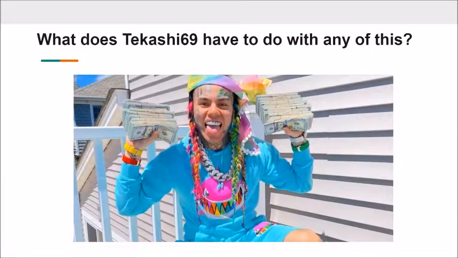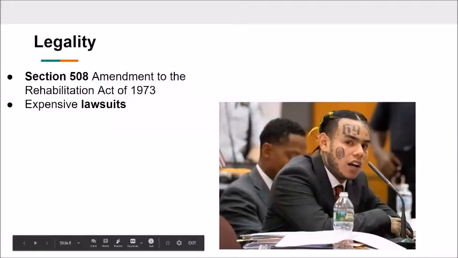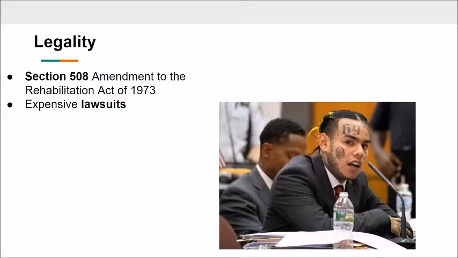So you might ask yourself, what the hell does Tekashi69 have to do with any of this? Well, the infamous rapper is known for his legal troubles, and he's actually been sued for an issue relating to Section 508. Section 508 is an amendment to the Rehabilitation Act of 1973 that requires government websites to be accessible. Non-government websites are not legally mandated to be accessible, but they are vulnerable to lawsuits if they aren't, which is what happened when Tekashi69 was sued by a blind man for discrimination because his merchandise website didn't meet accessibility standards.